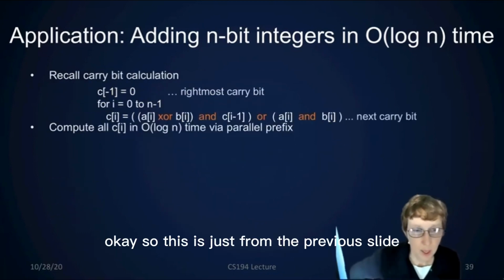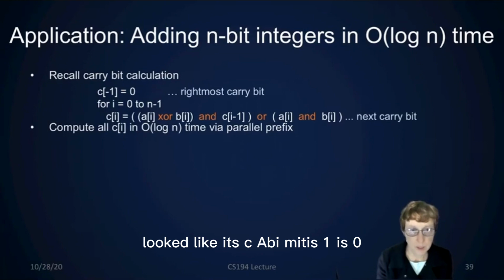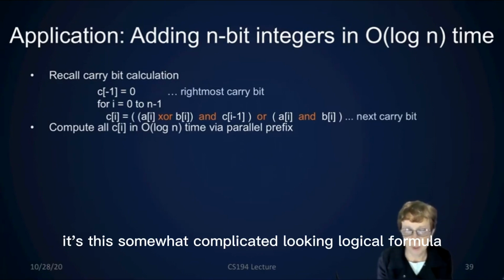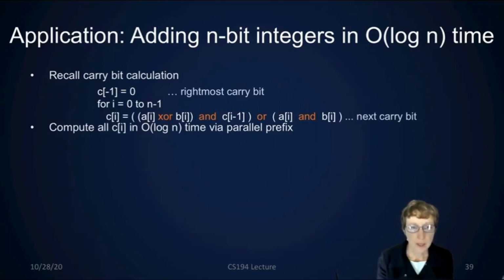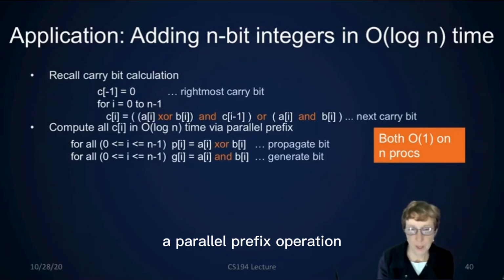Okay, so this is just from the previous slide. This is what the formula for the carry array looked like. It's C of I minus 1 is 0. And then for all the other elements, it's this somewhat complicated looking logical formula. And so we'll do this with a scan operation, a parallel prefix operation.